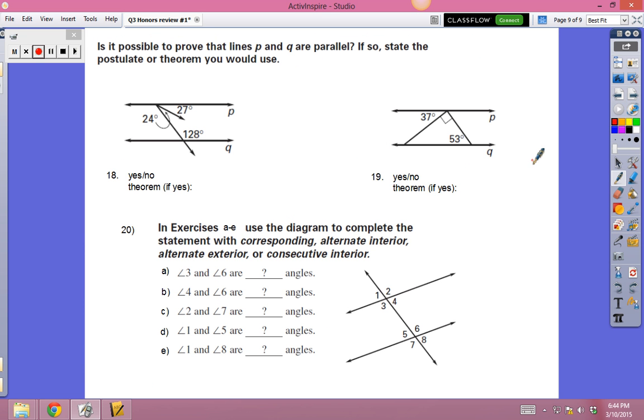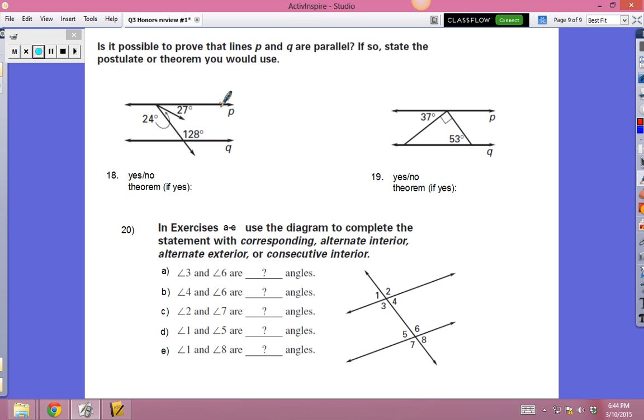And this is it. Do you have enough information to declare that P is parallel to Q? P is parallel to Q only if 128 plus this angle is 180. If these two alternate interior or consecutive interior angles add and give you 180, then it is parallel. So I'm going to add the 24 plus the 27, add all those up. And what do we got? 128 plus 24 plus 27. It equals 179 degrees. So it's almost parallel, but it is not parallel. They got to add and give you 180.